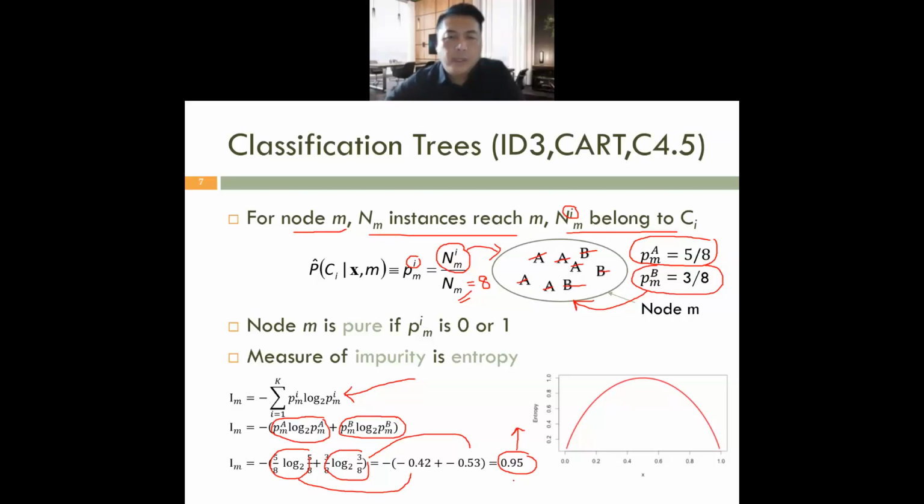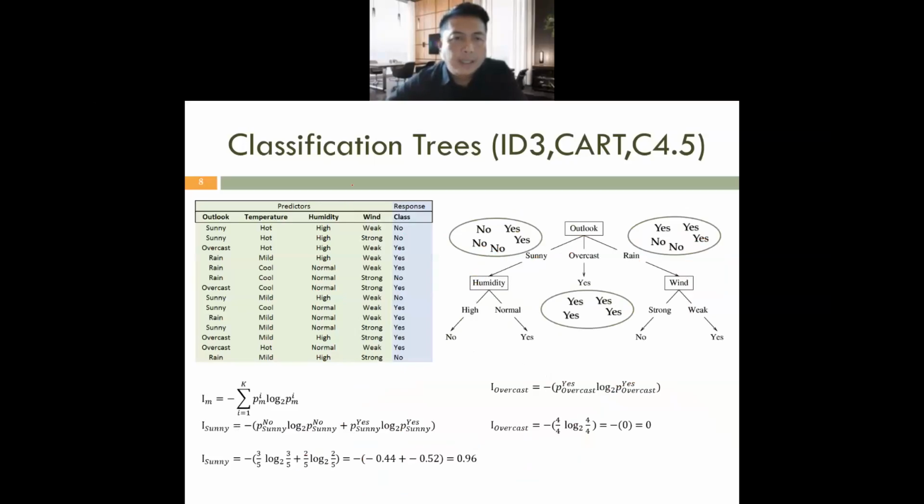Okay, so if we look at the whole structure of the tree, suppose we have this table. We have this class, whether we want to play or not, depending on the outlook, the temperature, humidity and wind. So this table has been analyzed and we construct the tree. The tree looks like this. This is the outlook, which is the root node of the tree. So we start from the outlook and we look at these values.